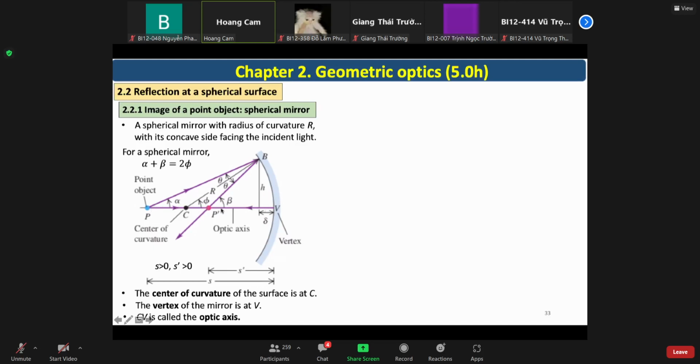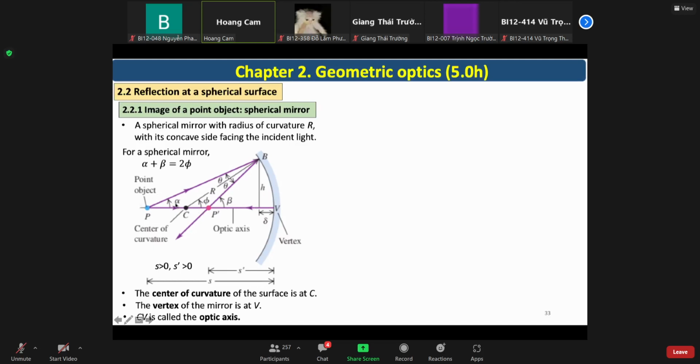It will strike the spherical surface normally. If you draw the normal, the incident point is V, the vertex point, and you connect it with the center of curvature C. So here it is the same as the optic axis. The angle of incidence for this incident ray is 0, and the angle of reflection is also 0. So it reflects back this way. We get the first reflected ray.